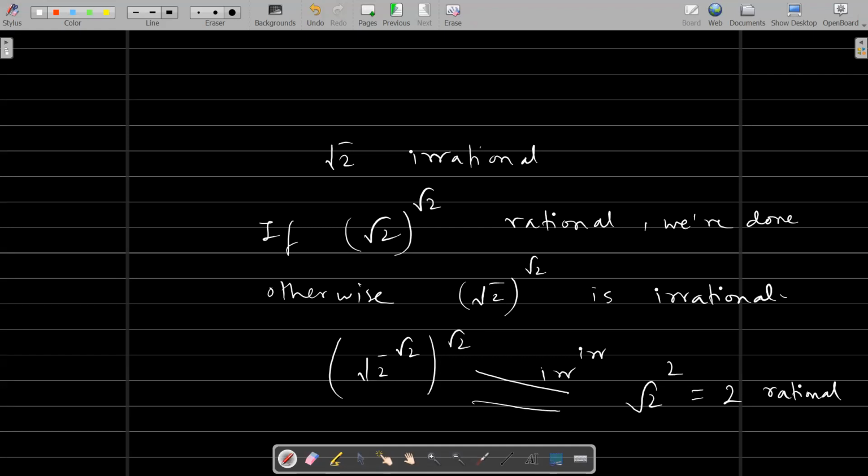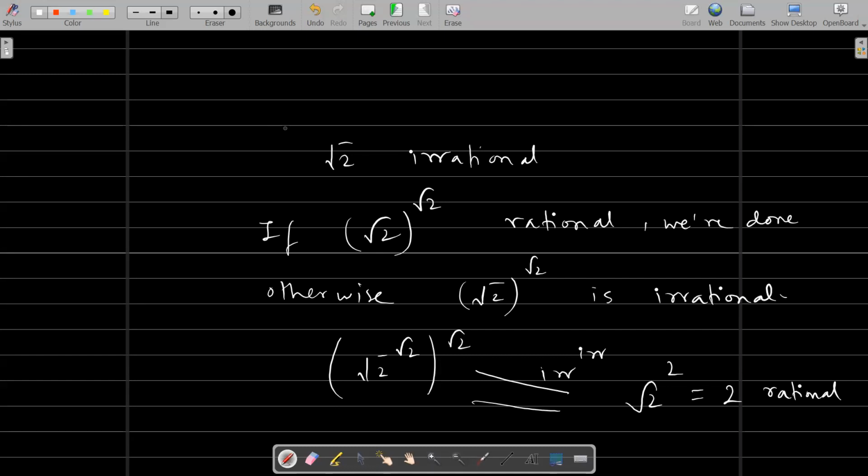Yeah, Anish, this example will work. Will you write it for everyone in the chat box? Yeah, shall we go ahead? So, irrational raised to irrational can be rational. Rational raised to rational can be irrational. And we have seen such examples. Fine?